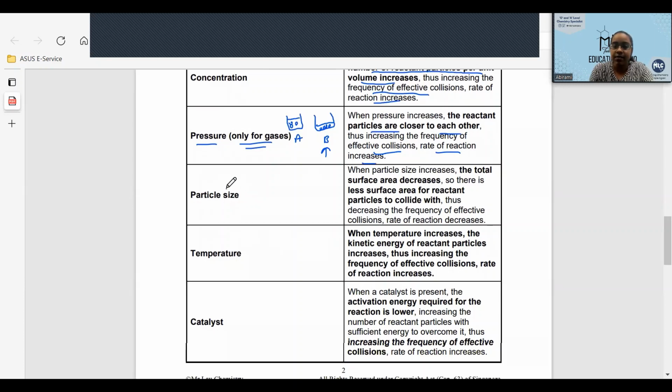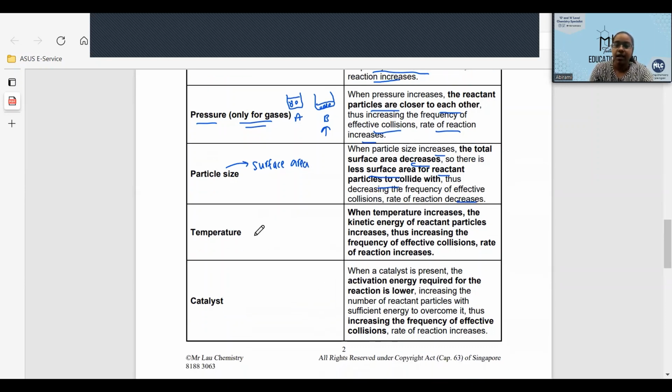For particle size, whenever you see particle size, always link it to surface area. When the particle size increases, the total surface area decreases. So there's less surface area for reactant particles to collide with. Thus, this decreases the frequency of effective collisions and the rate of reaction decreases.